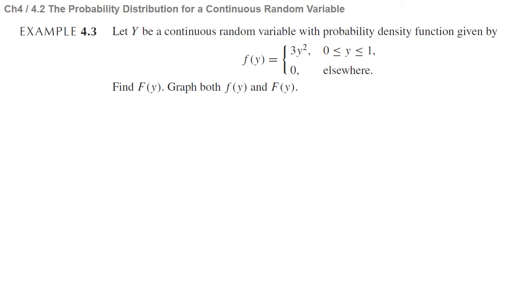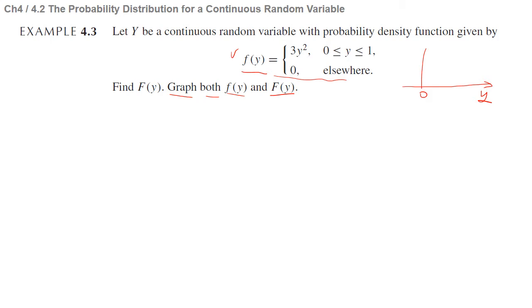Okay, let's move on to example 4.3. Let Y be a continuous random variable with probability density function given here. So f_Y is the probability density function, and the problem is to find the distribution function of Y, and graph both the density function and the distribution function. Let's draw the probability density function first. Here f_Y is defined on the whole interval of y, and actually it's defined as 3y squared on the 0 to 1 interval and 0 otherwise.